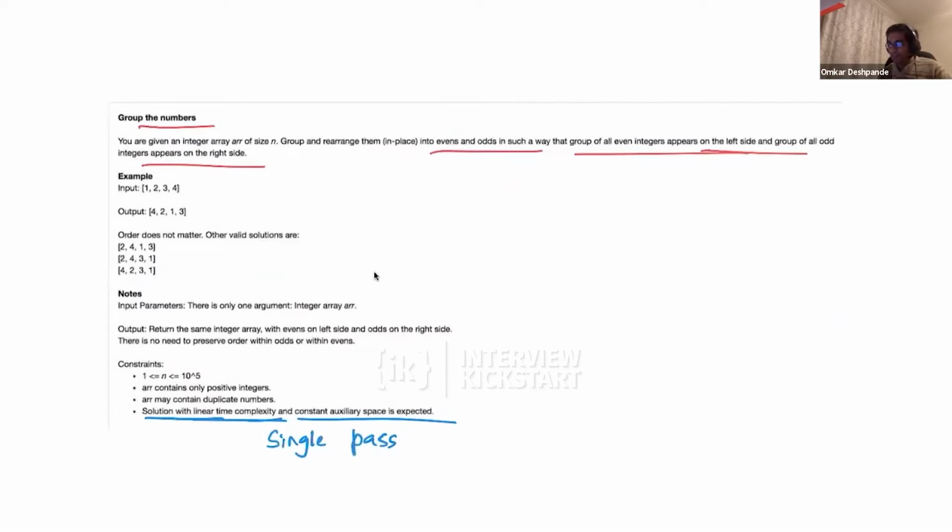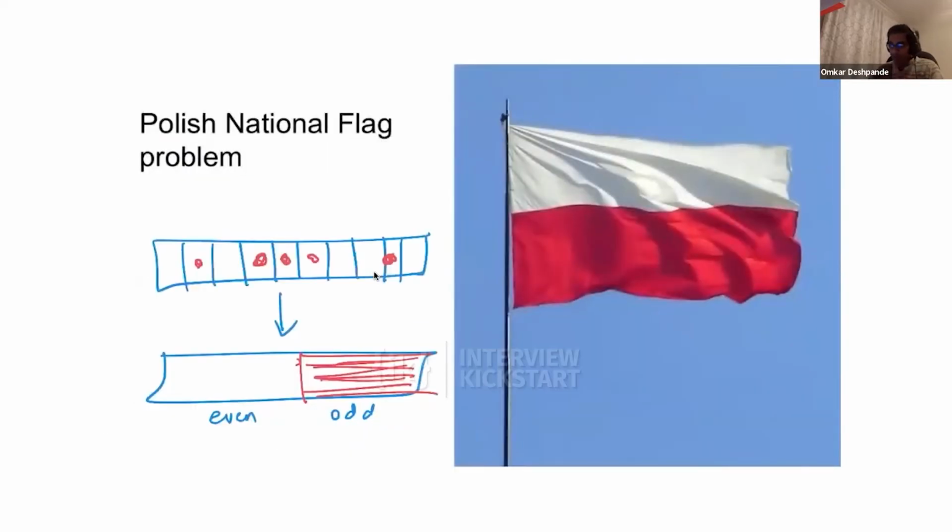So if you think back to your sorting class, I'm sure your instructor would have mentioned the Dutch national flag problem in the context of an issue that quicksort runs into when there are lots of duplicate elements. Essentially, the partitioning becomes very skewed at that point, and so this problem is actually a simpler version of the Dutch national flag problem. It's the Polish national flag because there are only two colors here, not three colors.